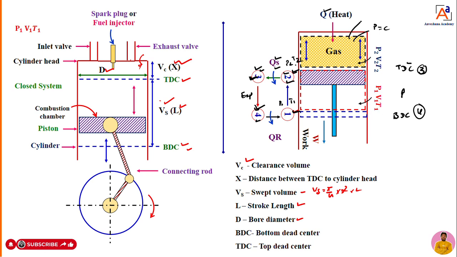Now we are going to open the exhaust valve. When we open the exhaust valve, the hot gases that are there will come out. Through those hot gases, the heat is also expelled, removed from the cylinder to the surroundings. That means heat rejection takes place. All the hot gases present in the cylinder will come out.